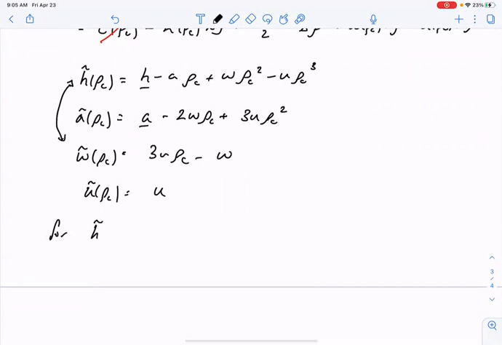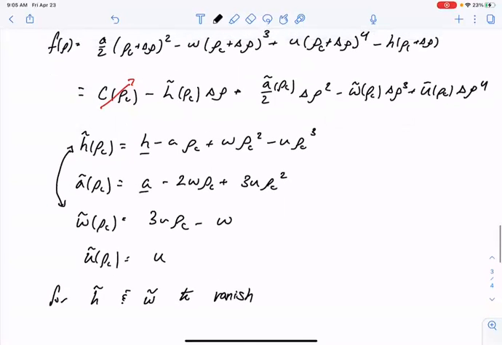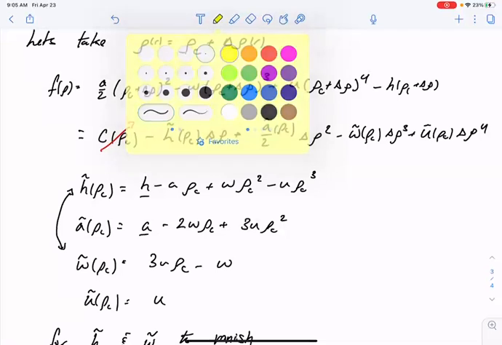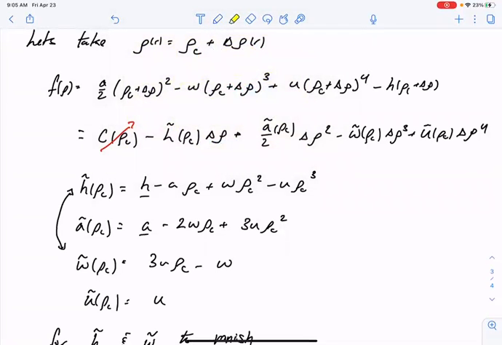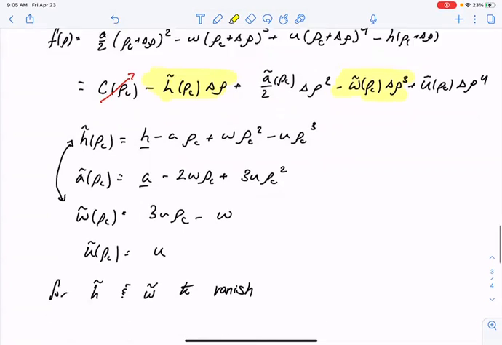So for h tilde and w tilde to vanish, that's this term and this term. If those two terms vanish and we renamed delta rho phi, that would be our usual phi 4 field theory. It'd be isomorphic with our theory of magnetization.